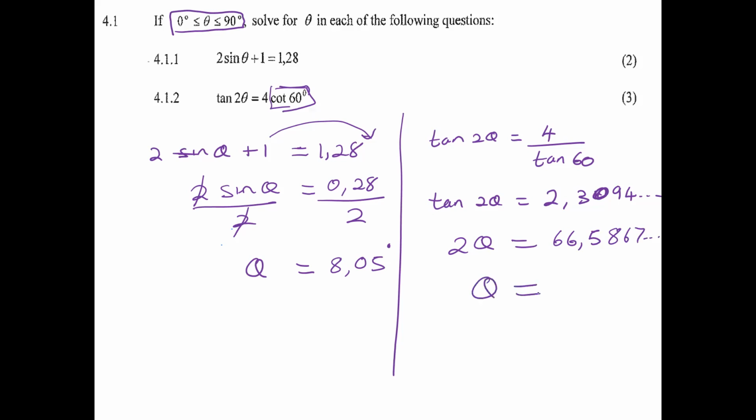And now we're ready to round off. Divide both sides by 2. You can now round off to, let's say, 2 decimal places. What do we get now? 33.29, sir. 33.29 degrees. So just watch the round off error. You only round off at the end.